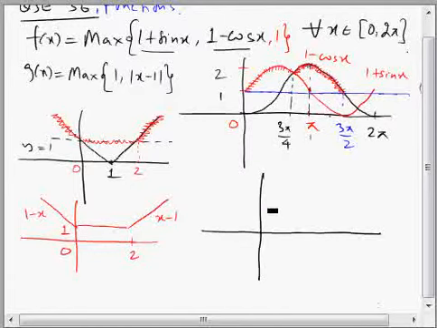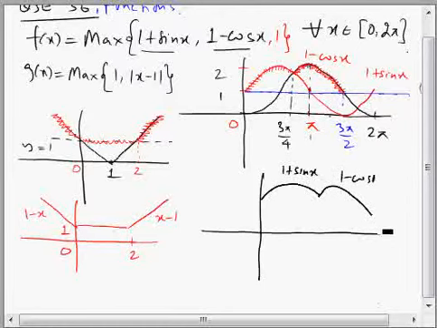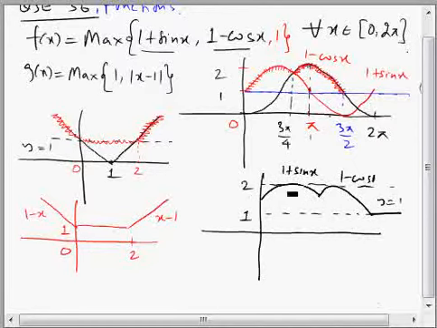Till 3 pi by 4 it is 1 plus sin x, and then 1 minus cos x till 1, and then horizontal line 1. If you have to see the range of this graph, it lies between 1 and 2. 1 plus sin x, 1 minus cos x, and 1 if we combine together with the max operator, you can see the range is between 1 and 2. Graph lies between 1 and 2.